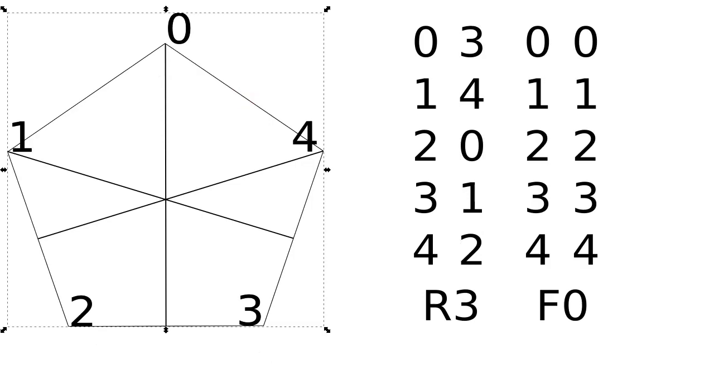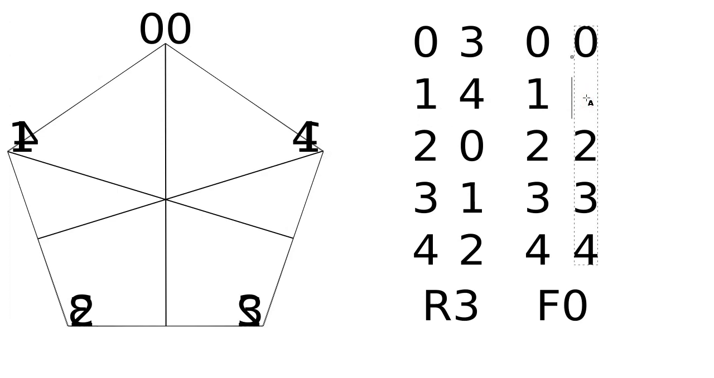We will now figure out the correct pairings for flip 0. That's the flip over this vertical line. We can see that 0 remains at 0. 1, however, ends up over here at 4. 2 ends up at 3, down here. 3 ends up at 2, and 4 ends up at 1. So flip 0 moves 0 to 0, 1 to 4, 2 to 3, and so forth.